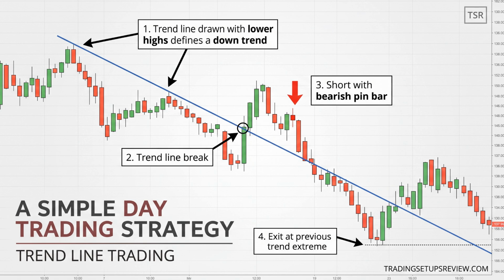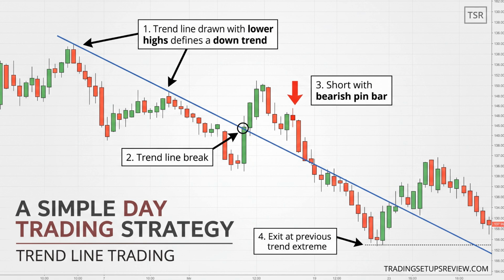1. Defining. The trend line drawn with lower highs defines a downtrend. The strategy begins by identifying the broader market direction. A blue downward sloping trend line is drawn connecting the peaks, the lower highs of the price action. Because the price is consistently making lower highs and lower lows, the market is in a confirmed bearish downward trend.